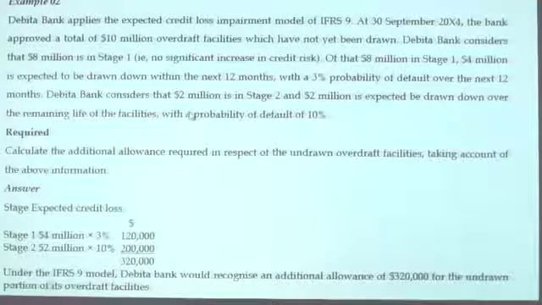When it comes to stage 2, you will recognize lifetime loss, the percentage is 10%, therefore 2 million into 10%. Is that clear? Therefore, the total provision would be 320,000. What you need to take here: 8 million in stage 1, but in the next 12 months they will utilize only 4 million. Therefore, the 12-month expected credit loss is provided only for 4 million, not 8 million, because the maximum possible loss will be 4 million. Is that clear?